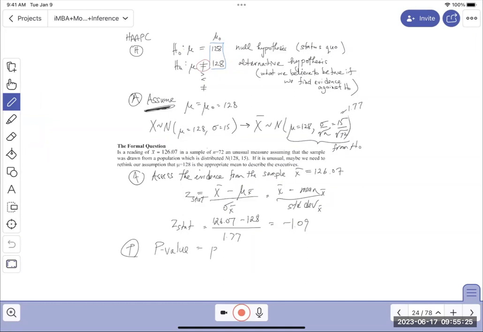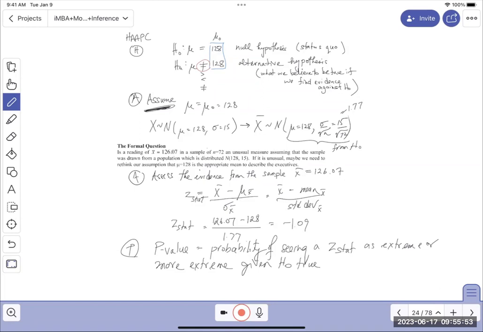which is equal to the probability of seeing a z-stat as extreme or more extreme given H naught is true.